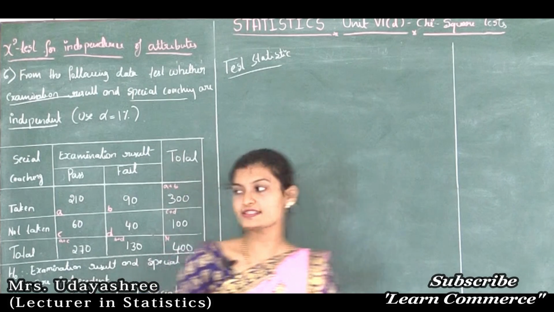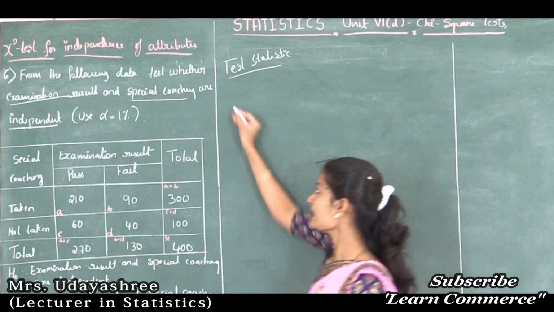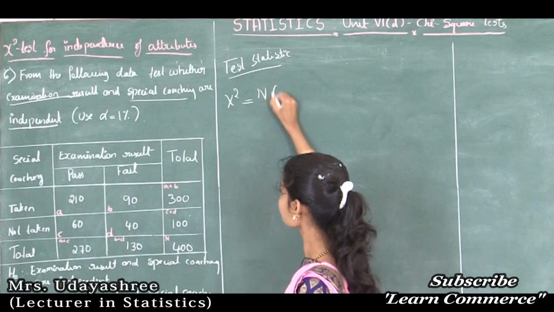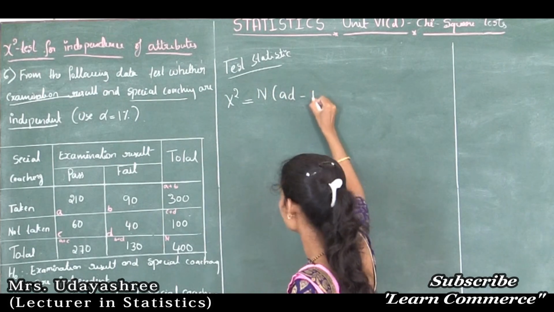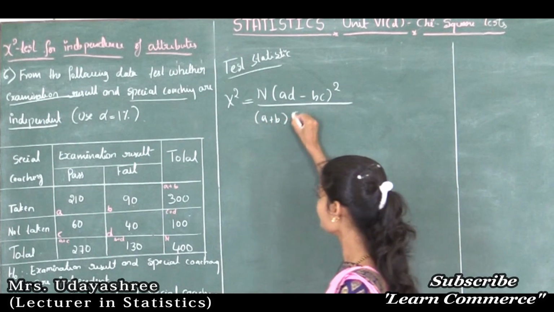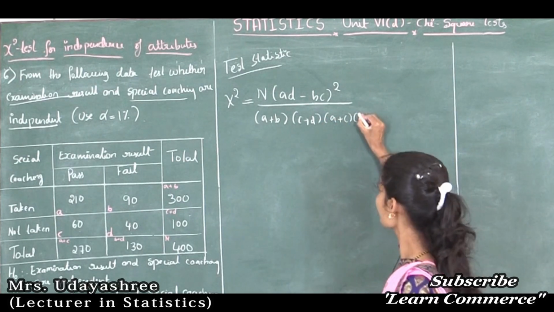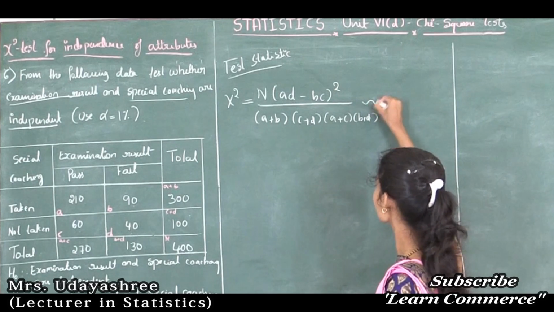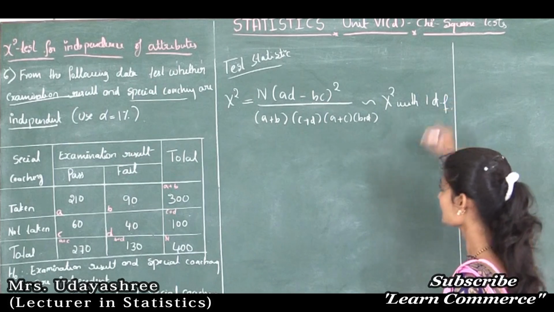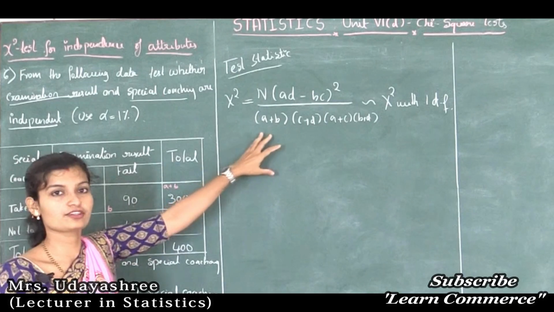What is the test statistic? Using this 2 by 2 contingency table we can write the chi-square test statistic: chi-square is equal to N times (AD minus BC) whole square divided by (A plus B) into (C plus D) into (A plus C) into (B plus D), which follows chi-square with 1 degree of freedom. Now all the observations are given in the question, so I will substitute all the observations into this formula.